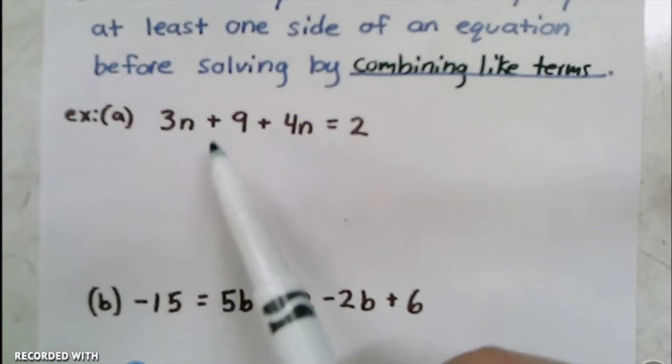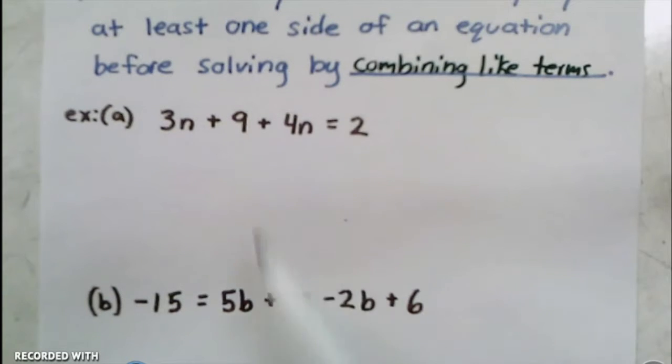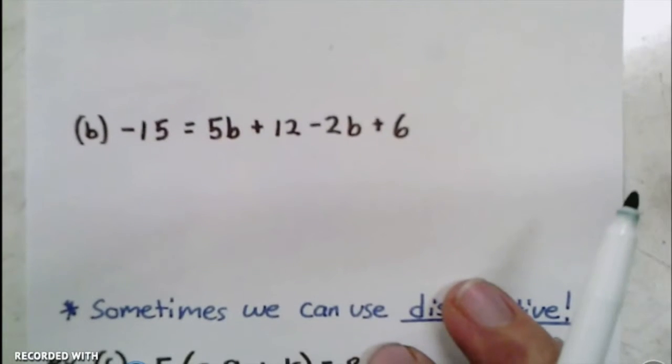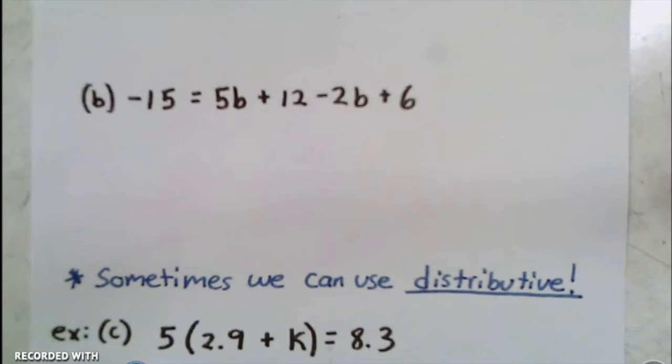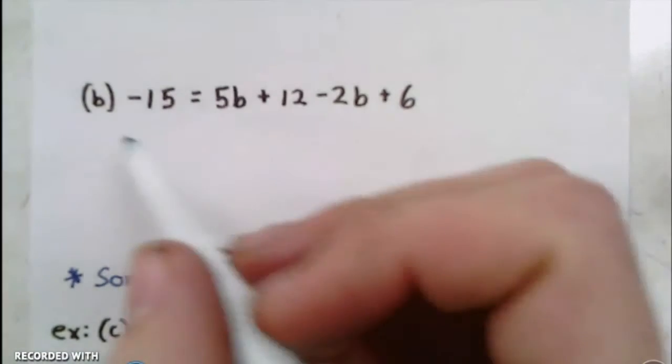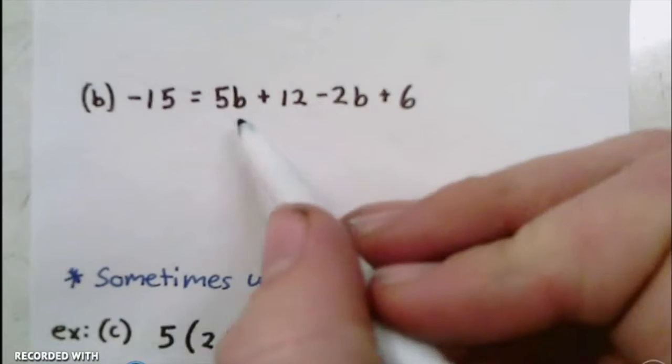So I'm going to have you do example A by yourself, but first watch me do example B so you know how to do it. And I switched that order because this one's a little bit harder. So negative 15 is by itself. I don't need to do anything there.